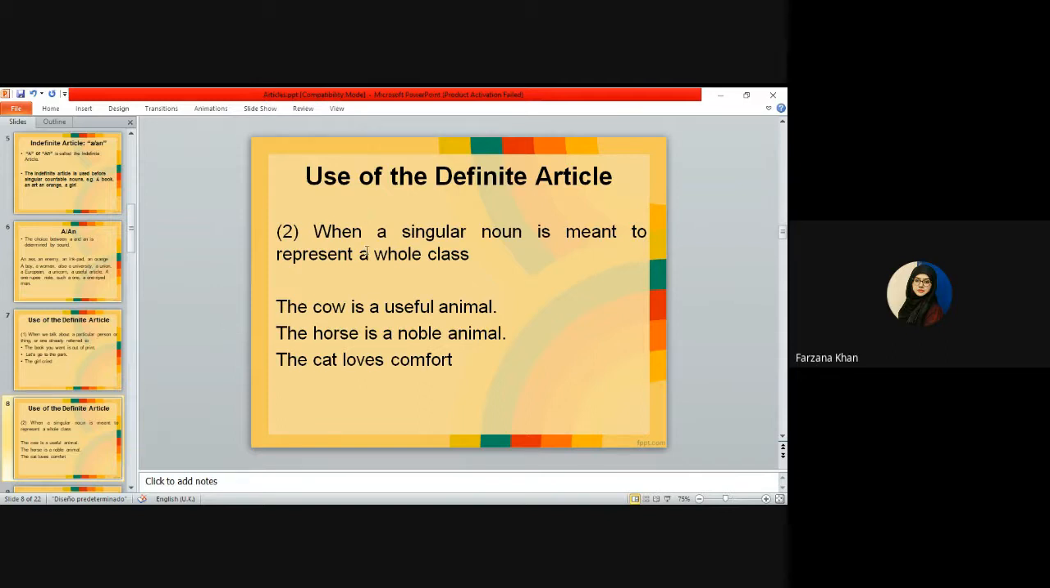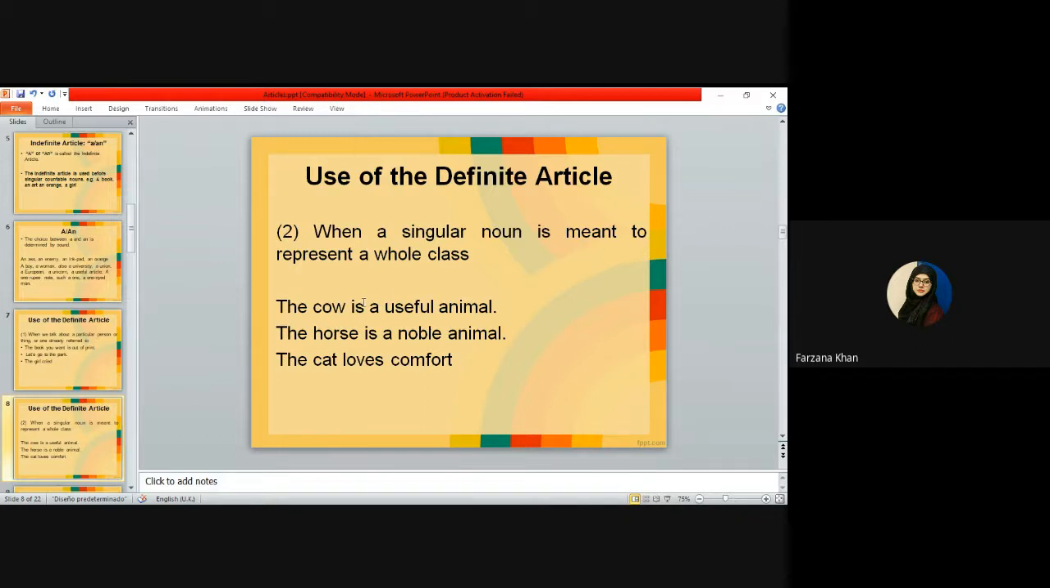In the English language, the second rule is that when a singular noun is meant to represent the whole class, then you need to use the definite article. Let me explain with some examples. Here you can see the sentence: the cow is a useful animal. Here is a general statement that cows are useful animals, right? So the general statement is this. Here the singular noun cow has been used to make a general statement about the whole class of cows.